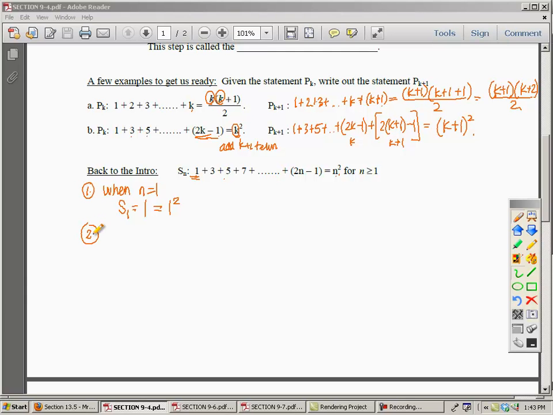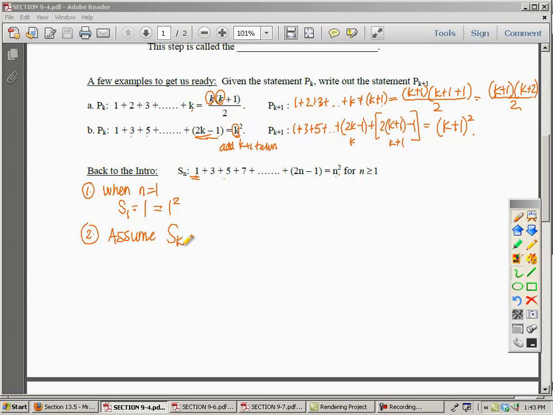Okay, the second thing, these words have to be there. We want to assume that P of K, I'm not going to use P, I'm going to use S.